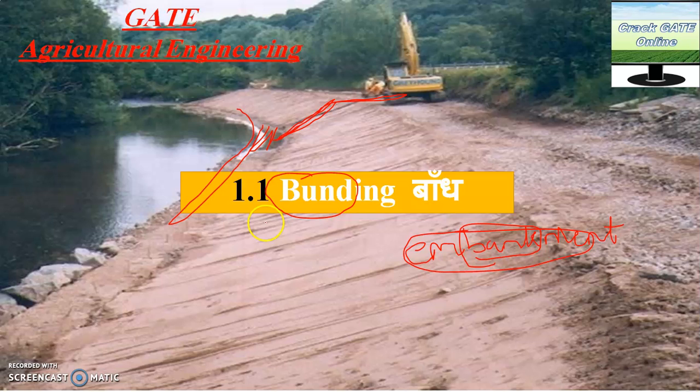So bunding is nothing but an embankment type structure. The embankment may be of any cross sectional shape. Here you are seeing something trapezoidal, but it may be parabolic in nature or some structure like this. The cross section may be anything, but it will work as an embankment. A typical dam is also constructed in this way.